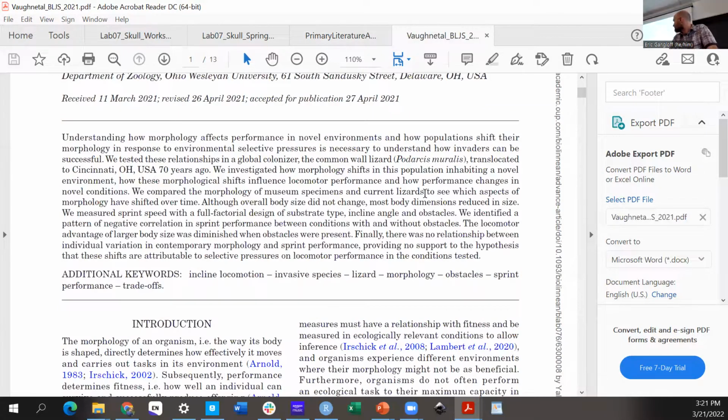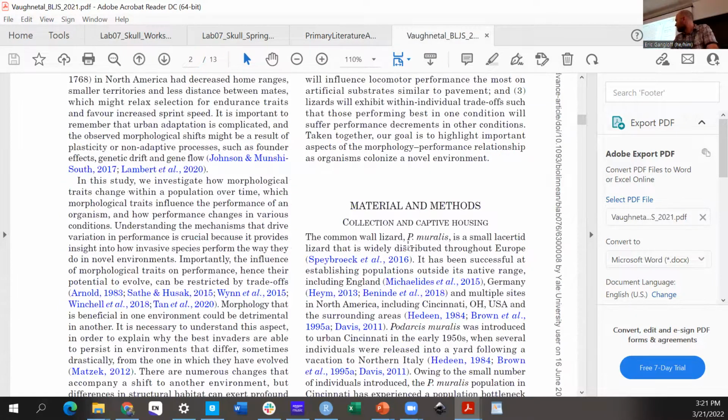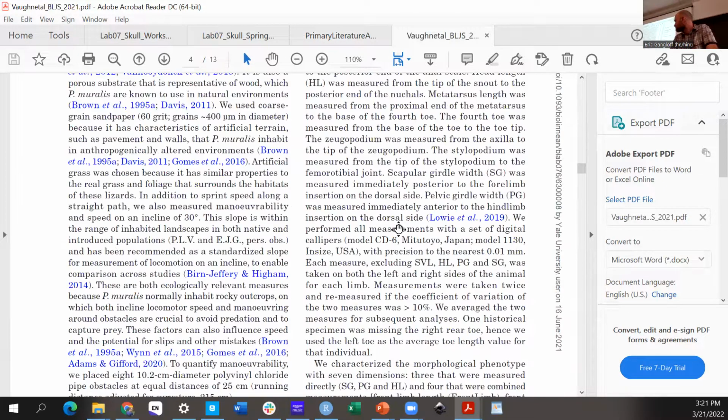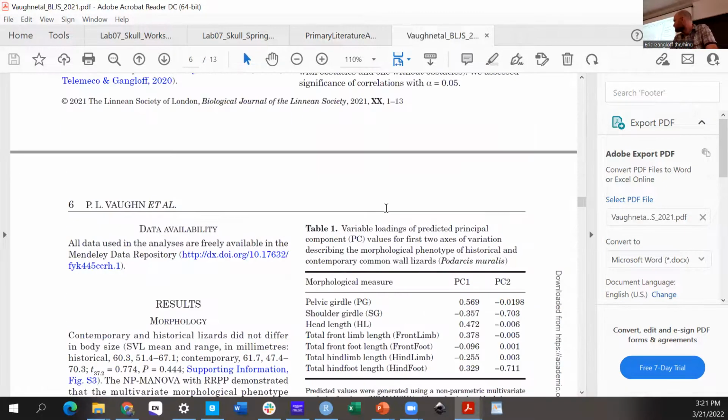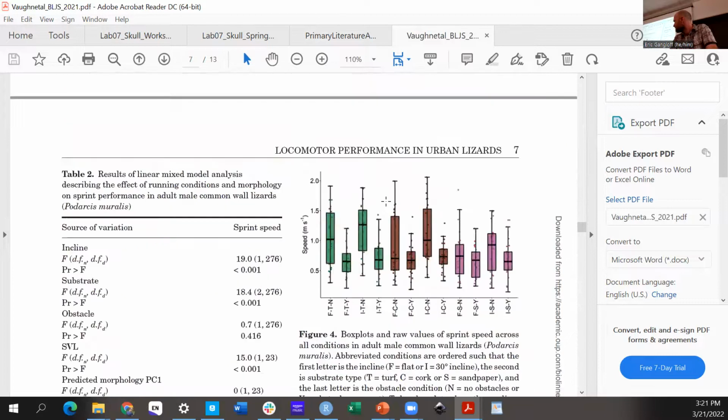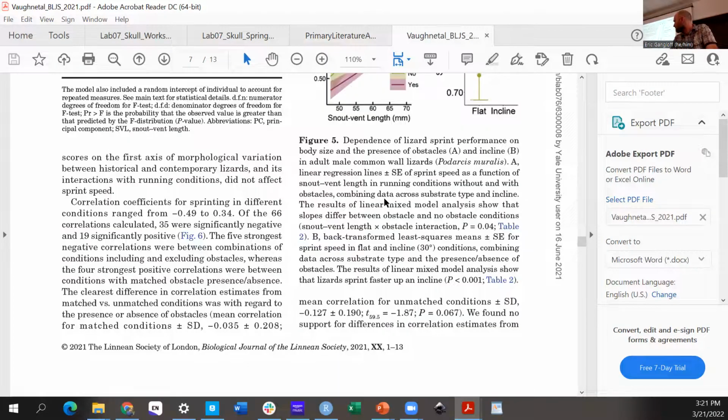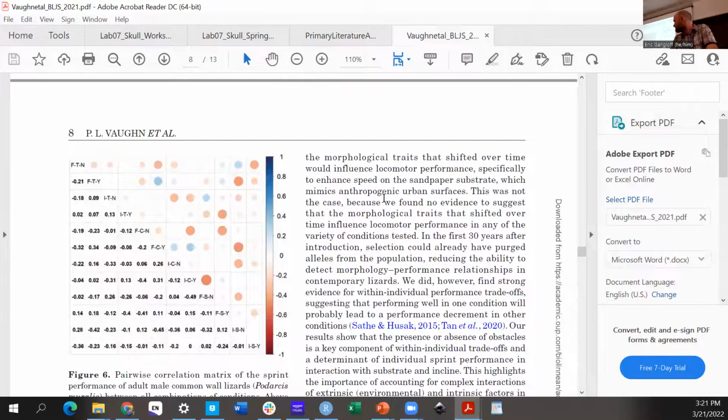Here we go. Let's go to figure 6. Figure 3, figure 4. Oh yeah. Do you want to answer this one, Princeton? Sure.